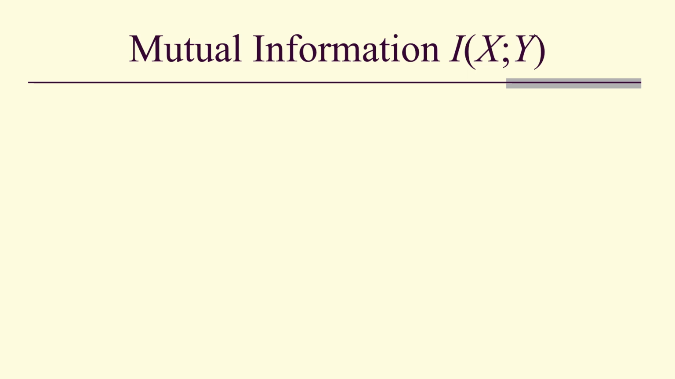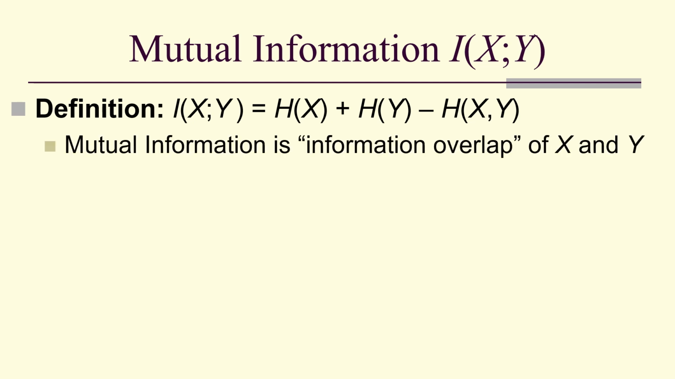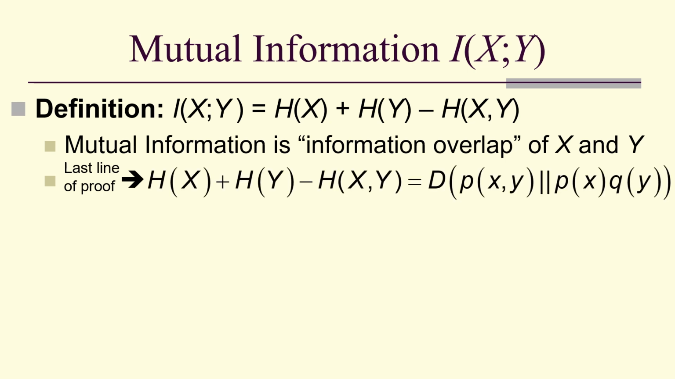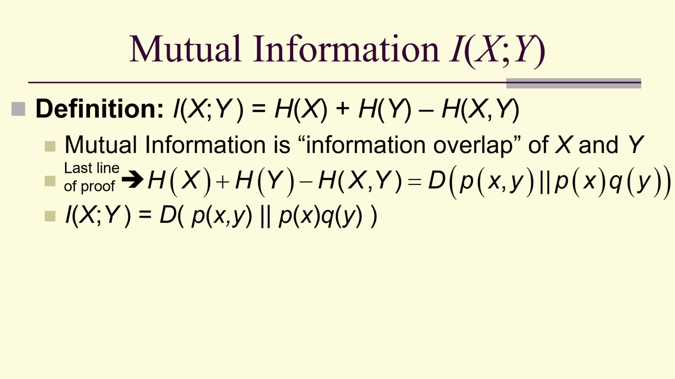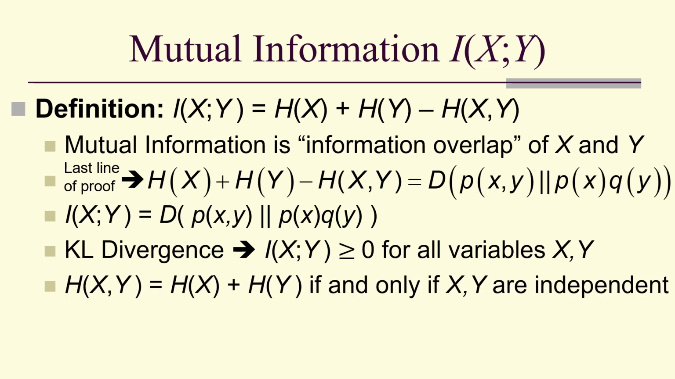That leads us to mutual information. We define it to be the total entropy minus the joint entropy. It's the information overlap of x and y. The last line of our proof was that this was equal to the Kullback-Leibler divergence. Therefore, mutual information itself is the Kullback-Leibler divergence of the joint distribution with the product of P and Q. But that, of course, means that mutual information is non-negative.